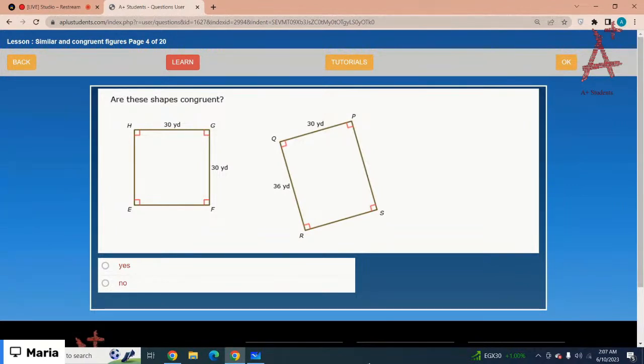Okay, the next one is, are these shapes congruent? No, they are not congruent. Got it? You can see their side lengths are different, so they are not congruent. So the correct option is no, they are not congruent.